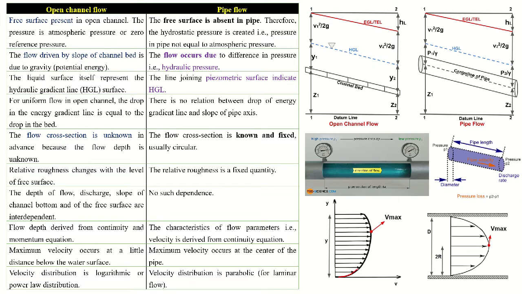So this varies, not exactly a straight line, not completely parallel to the y-axis. It varies as a slight curve in logarithmic shape. This is called the power law distribution. Whereas the velocity distribution is a parabola for laminar flow only. This is the parabola for only laminar flow.